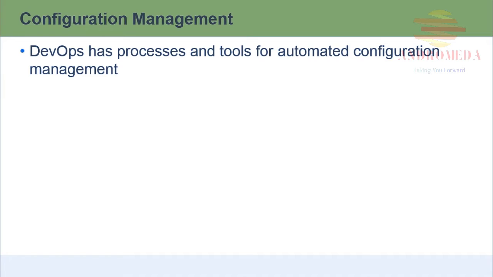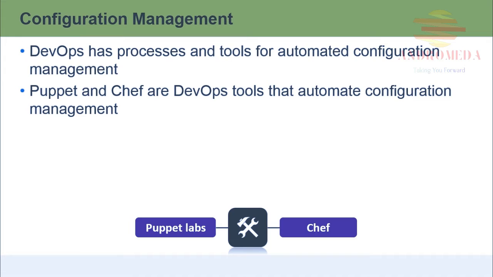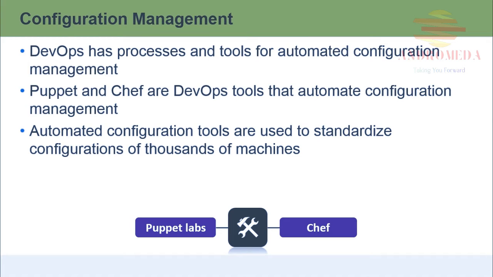DevOps has processes and tools for automated configuration management. These tools standardize the configuration process, making it predictable and less error-prone. Puppet and Chef are DevOps tools that automate configuration management. Both are considered competing products, and each has its own features and challenges. Automated configuration tools are used to standardize the configurations of thousands of machines. In DevOps, there are no manual configuration processes.